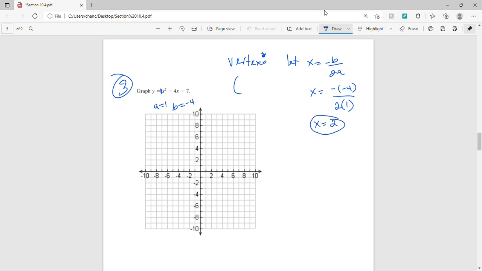So the vertex looks like the point 2 comma, and we'll have to solve for the y coordinate. To solve for the y coordinate, we're substituting the 2 into the original equation. So it's 2 squared minus 4 times 2 minus 7. This gives me 4 minus 8 minus 7. And so y equals a negative 11. That means our vertex is off the charts. It's 2, negative 11 at this point right here. This is the vertex, 2, negative 11.